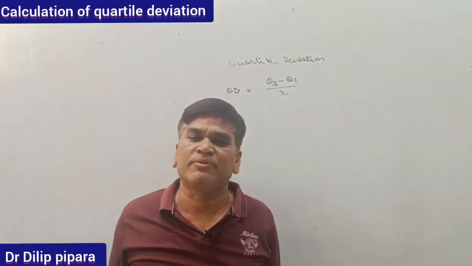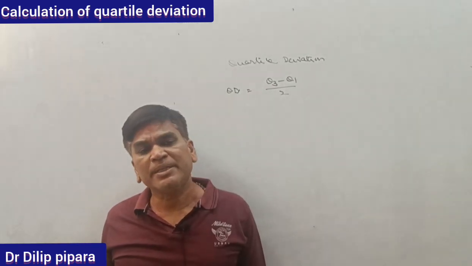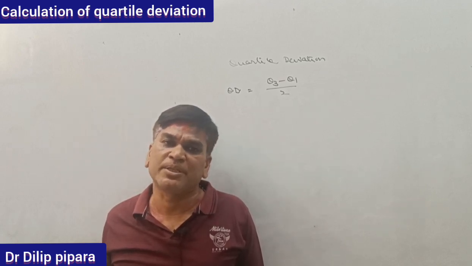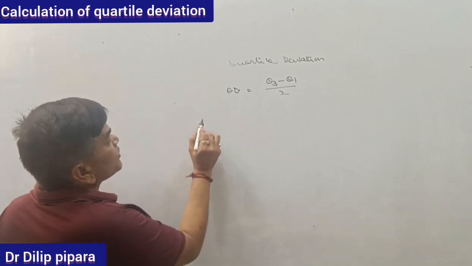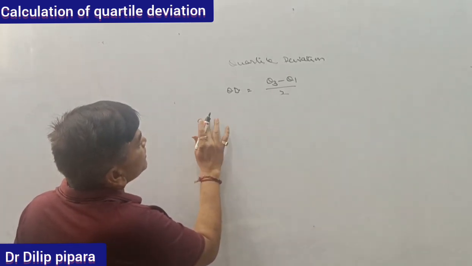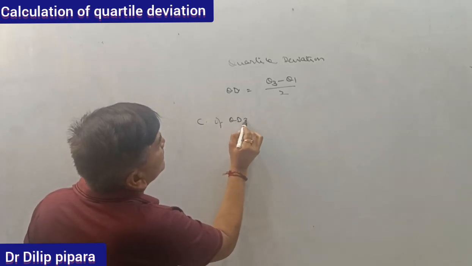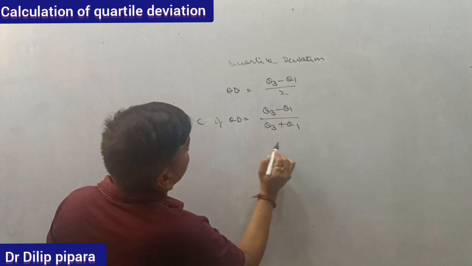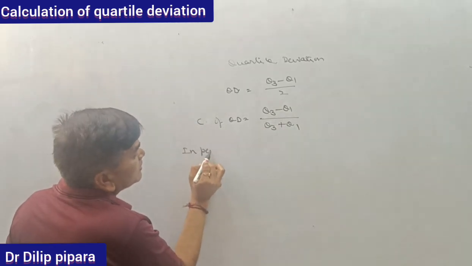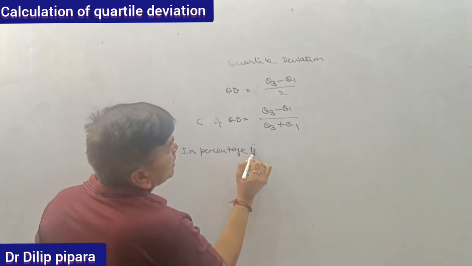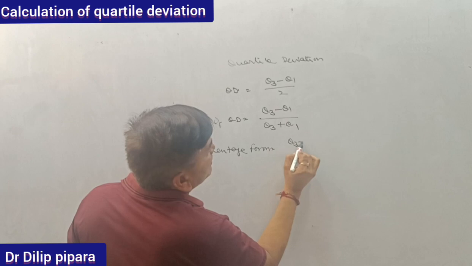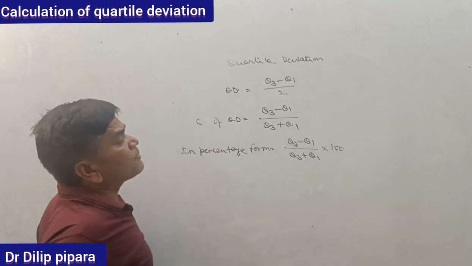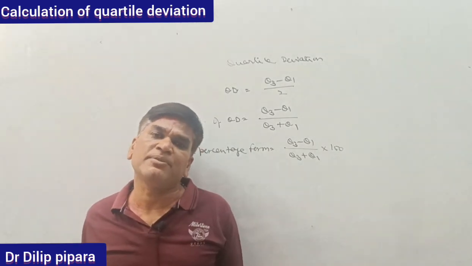Already we know what Q1 and Q3 are. To calculate it, the very first thing is the quartile deviation, which is equal to Q3 minus Q1 divided by 2, and the coefficient of quartile deviation, that is Q3 minus Q1 upon Q3 plus Q1. In percentage form, if required, it is Q3 minus Q1 upon Q3 plus Q1 multiplied by 100.